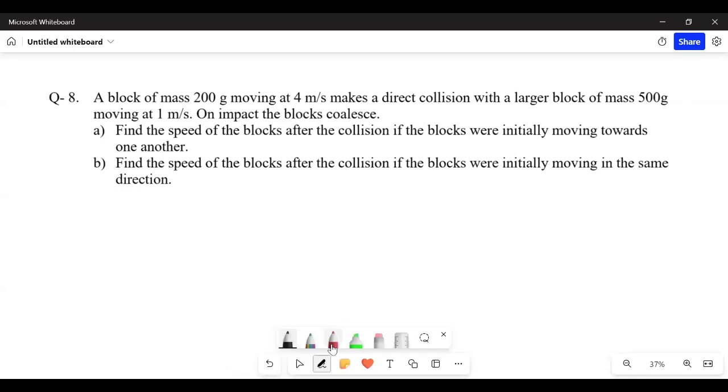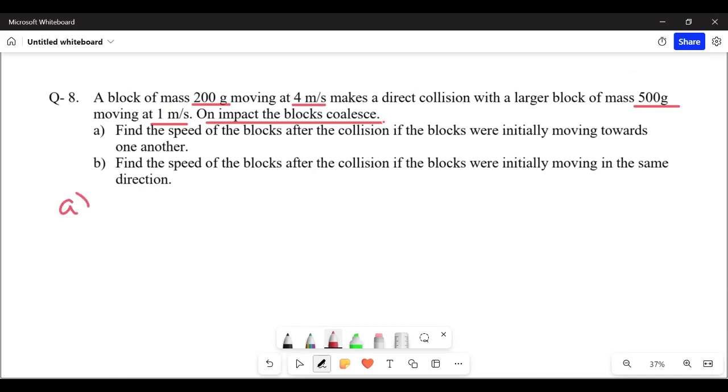Question number 8 from the worksheet on momentum. A block of mass 200 grams moving at 4 meters per second makes a direct collision with a larger block of mass 500 grams moving at 1 meter per second. On the impact, the blocks coalesce. That means they join together and form one body. Find the speed of the block after collision if the blocks were initially moving towards one another.